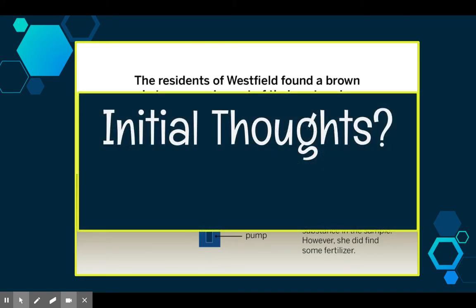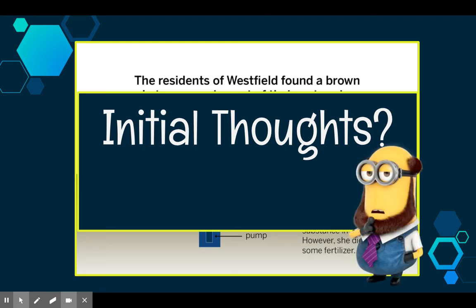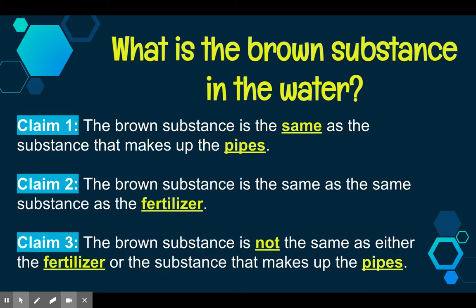I want your initial thoughts on what you think that brown substance could be. And then I also want you to observe these three claims. I will also put this slide on your Google form. Claim one, we narrowed it down, her and I, to three possible things that it could be. Claim one would be that the brown substance is the same substance that makes up the pipes. So the pipe might be breaking down and then transporting that material onto the town of Westfield.